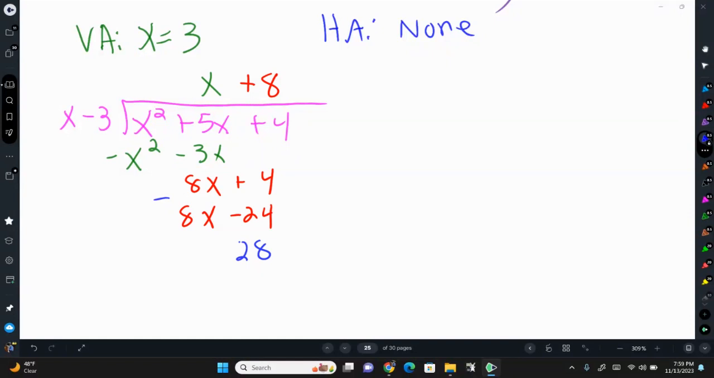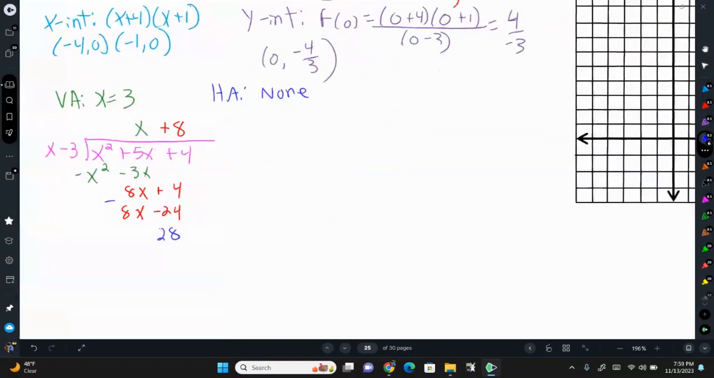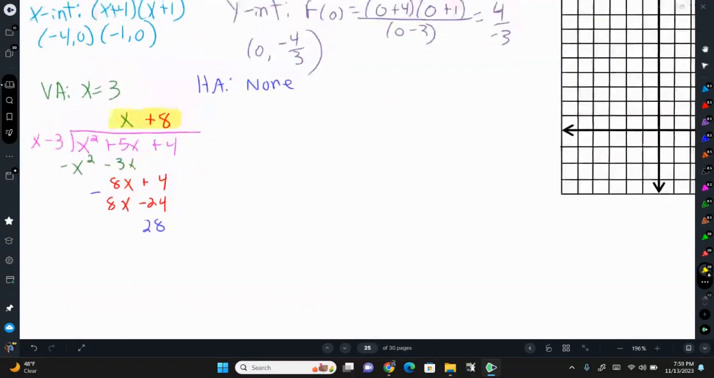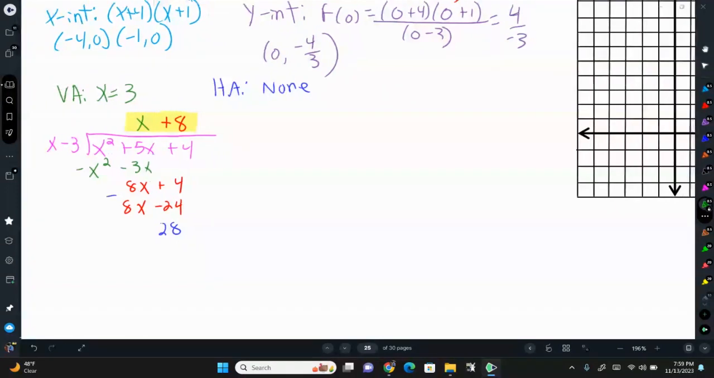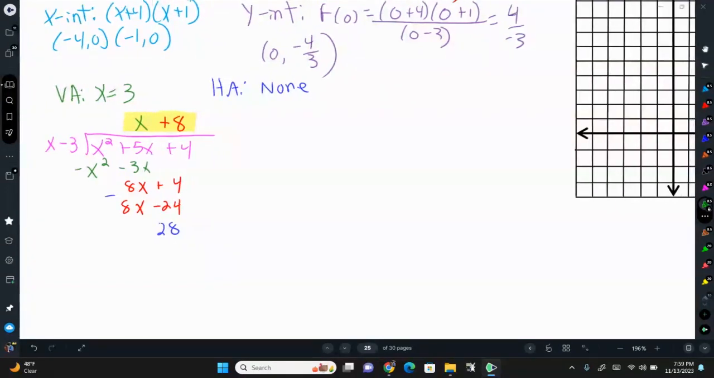Now, like I said, the remainder doesn't matter. It's this part right here. This is our oblique or slanted asymptote. All right, now we have to do the vertical behavior. So our slant asymptote, let's see where I want to write this, is x plus 8.